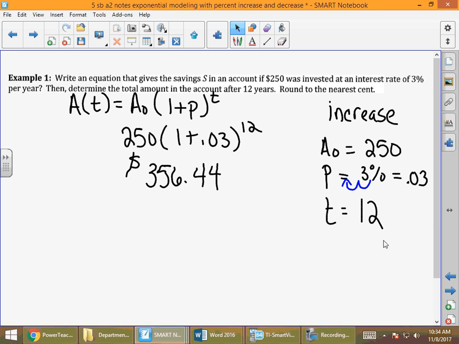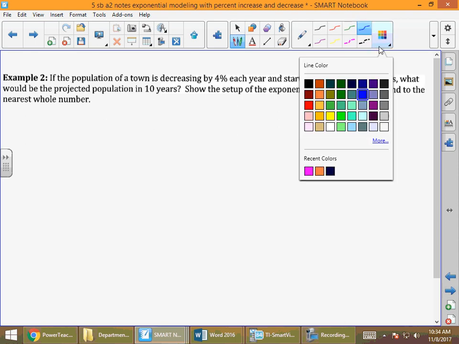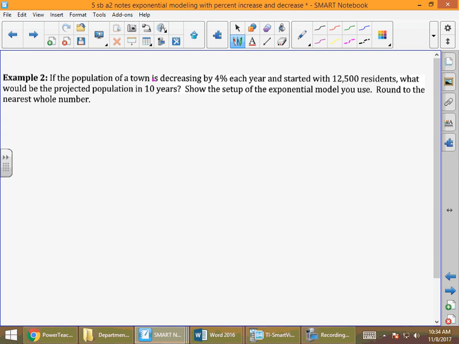Let's try another. If the population of a town is decreasing, well, nice, they gave us that value right away. We're decreasing. So in terms of our formula, this is the amount over time, and our original amount, this is going to be 1 minus p to the t. And if you find it helpful, list these as I do.